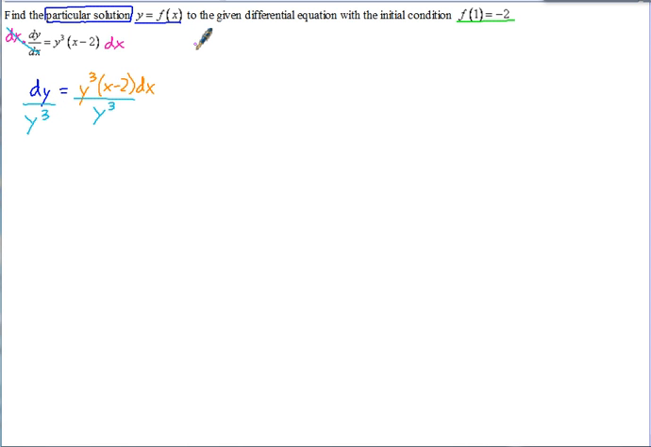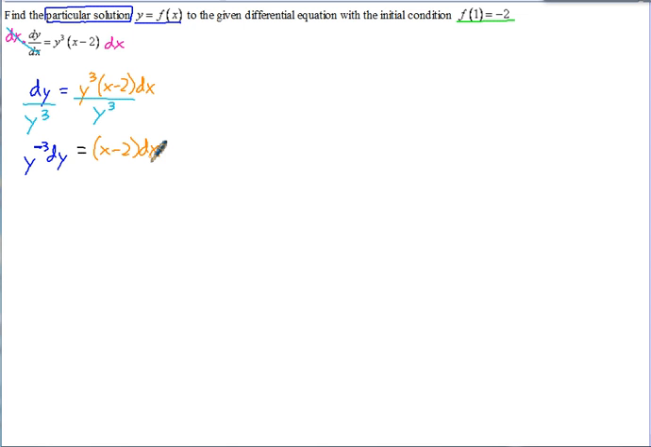But remember, the next step, rather than writing this side as dy over y cubed, is going to be to find the antiderivative or integrate it. So rather than writing it as 1 over y cubed, that's the same as y to the -3 dy, equals, on this side now, all that's left is (x minus 2) dx. So now you can see that y is with a dy, the x is with a dx. Now we have the variables separated correctly.